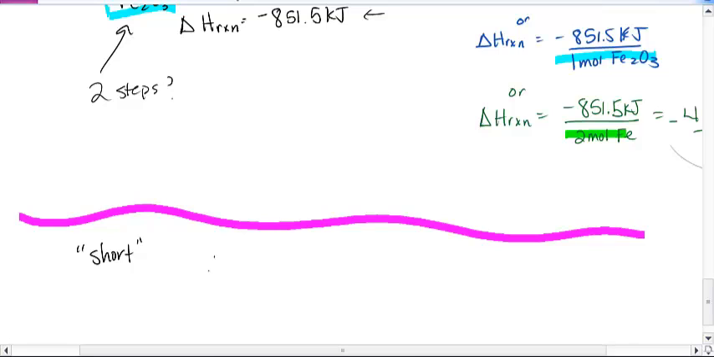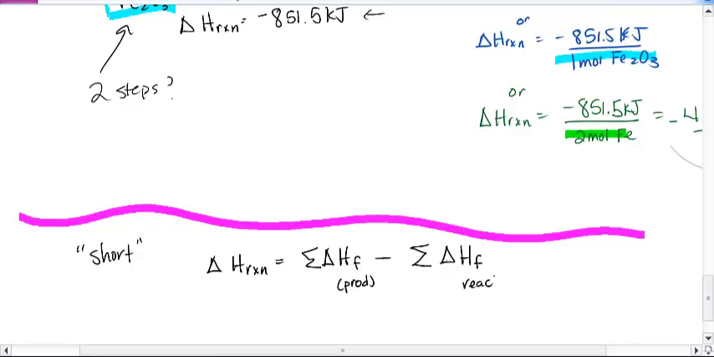Hess's law short uses an equation: delta H of the reaction is equal to the sum of the heats of formation of the products, that's a mathematical sign, minus the sum of the heats of formation of the reactants.